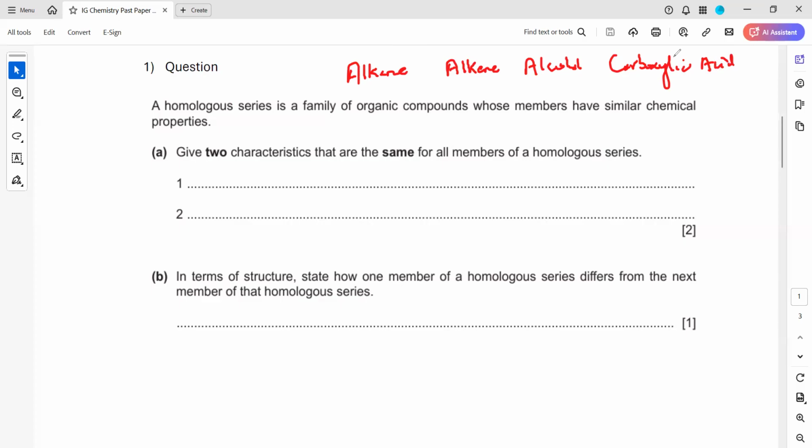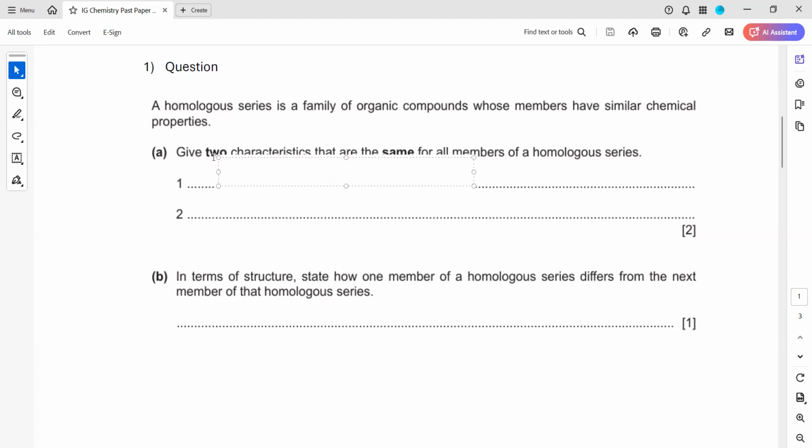What are the characteristics of a homologous series? There are more than two characteristics, but you have to write only two. I will write some. First, a homologous series should have a general formula. Whenever we call something a homologous series, it should have a general formula.